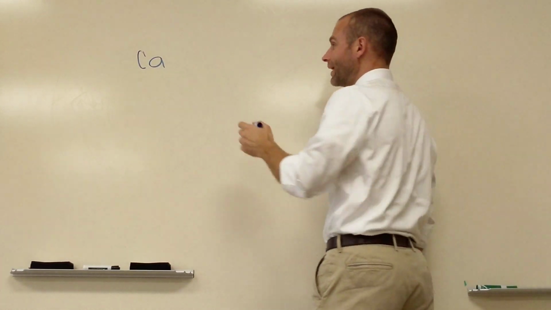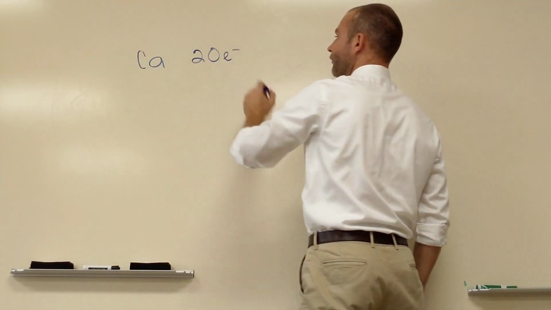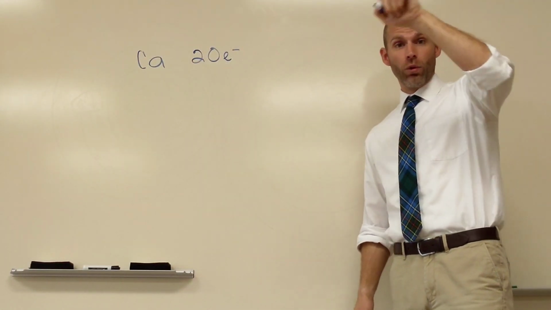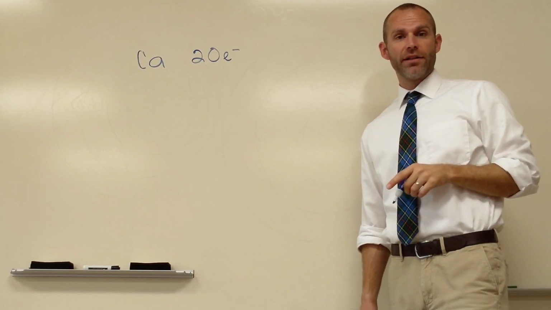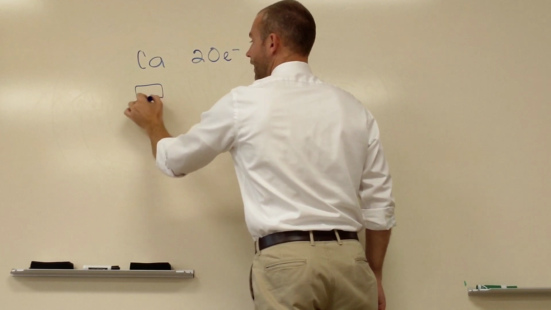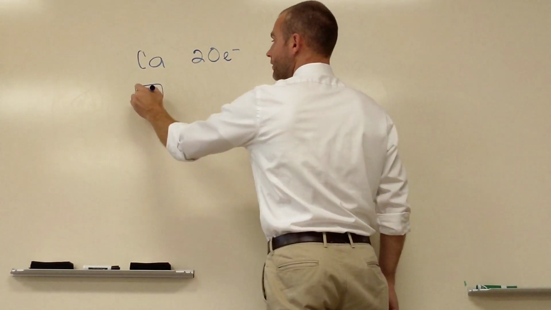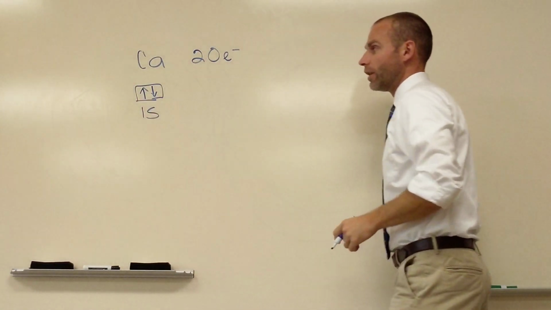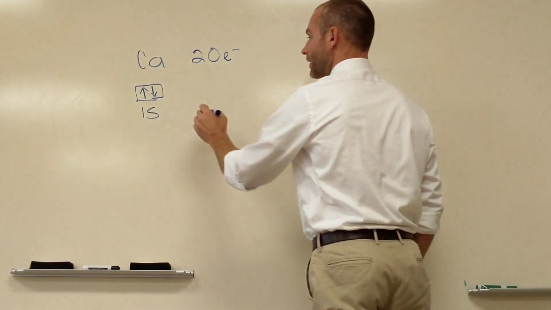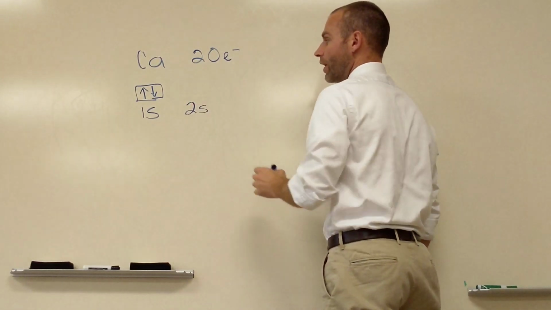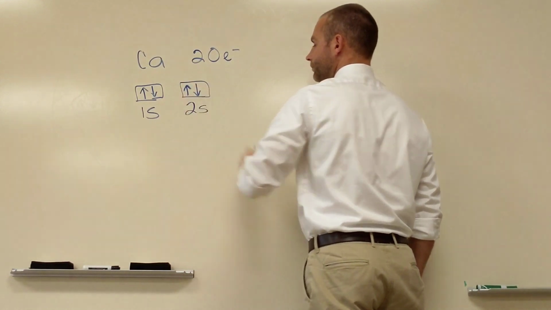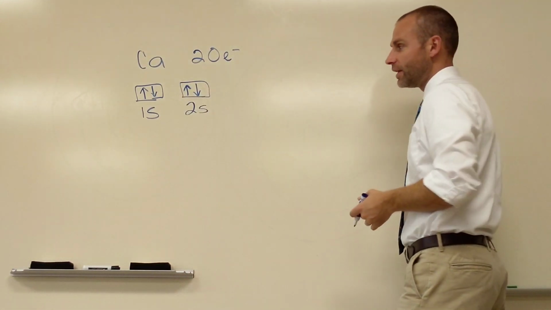Calcium has 20 electrons, so we need to find where they go. We'll start filling up those orbitals in the order dictated by the periodic table, starting always with the 1s. S has one orbital, so we draw one box, and we can fit 2 electrons in there. 2 electrons down, we still have 18 left to place. After the 1s is always the 2s, and we can fit 2 electrons in there. So there's 4, and we still have 16 to go.